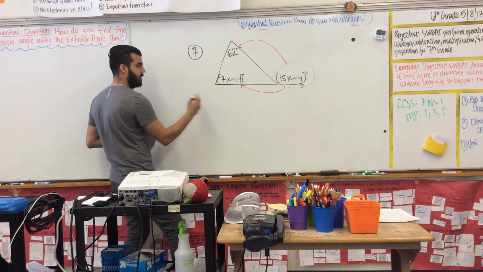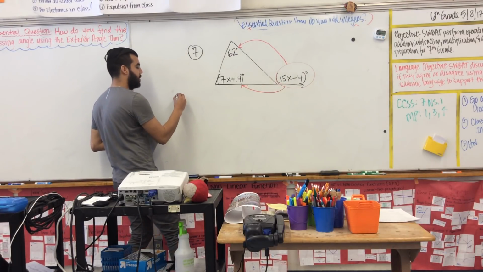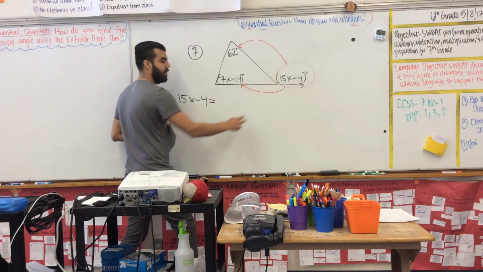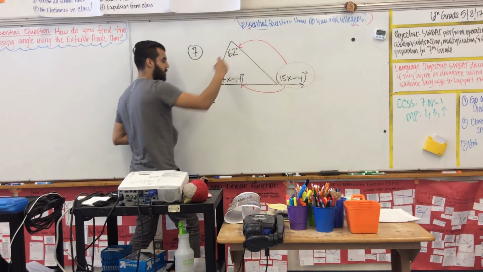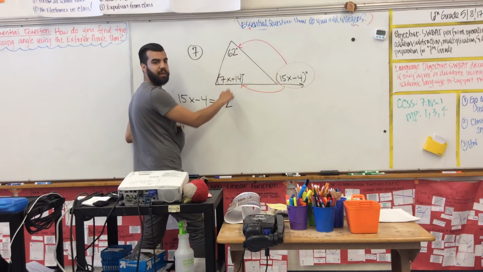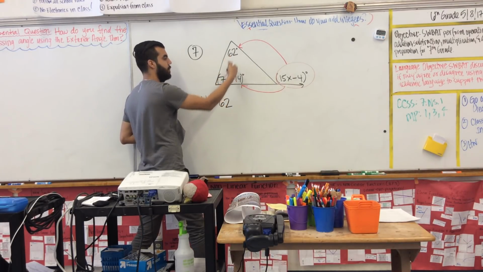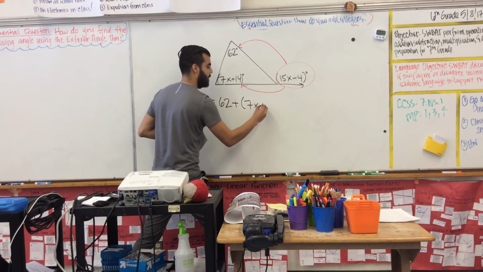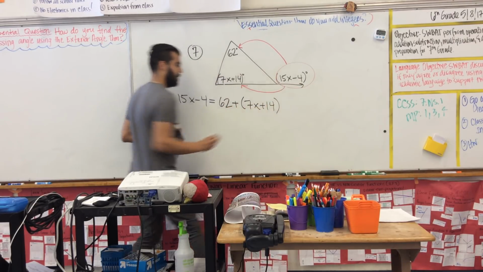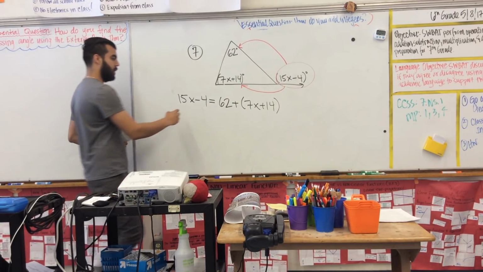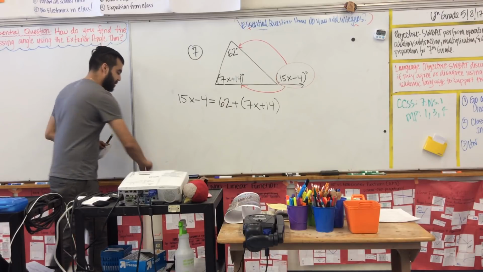So I have my exterior angle, which is 15x minus 4, equals the sum of the two angles across from it. So 62, and it doesn't matter which one you write first as long as you add these two up. 62 plus 7x plus 14. Go ahead and solve for x. Remember, you want to draw your barrier.